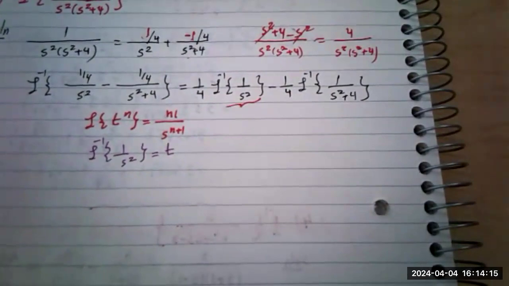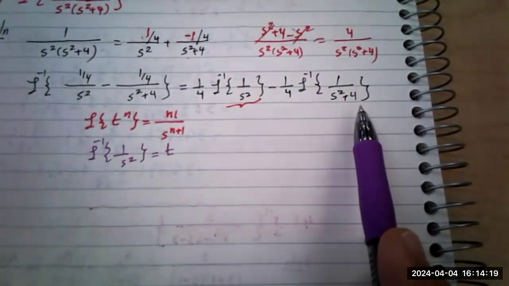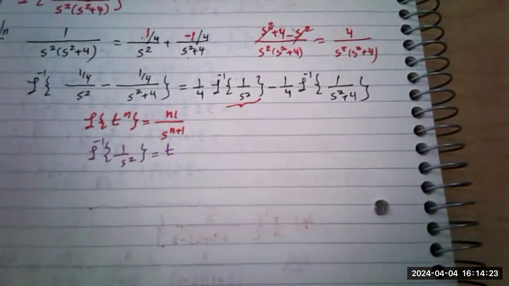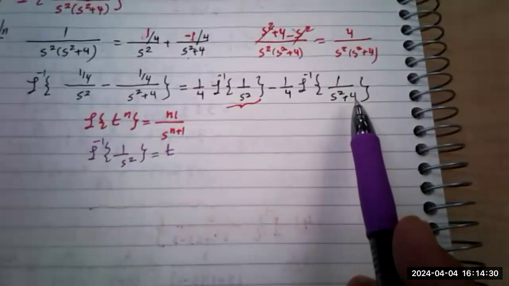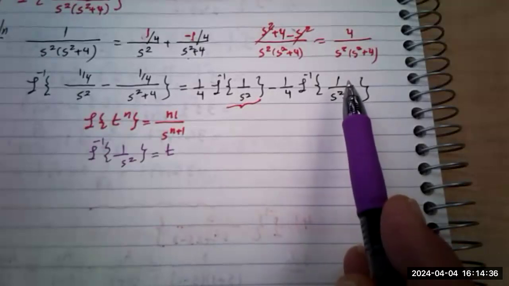Any question? What is the second one? The second one, you get s squared plus 4, but only a number on the top. Remember, if it's only a number on the top, it's a sine. If it's going to be s on the top, it's a cosine. So it's s squared plus 4. S squared plus a squared we have. A squared is 4, so you need a 2 on the top.